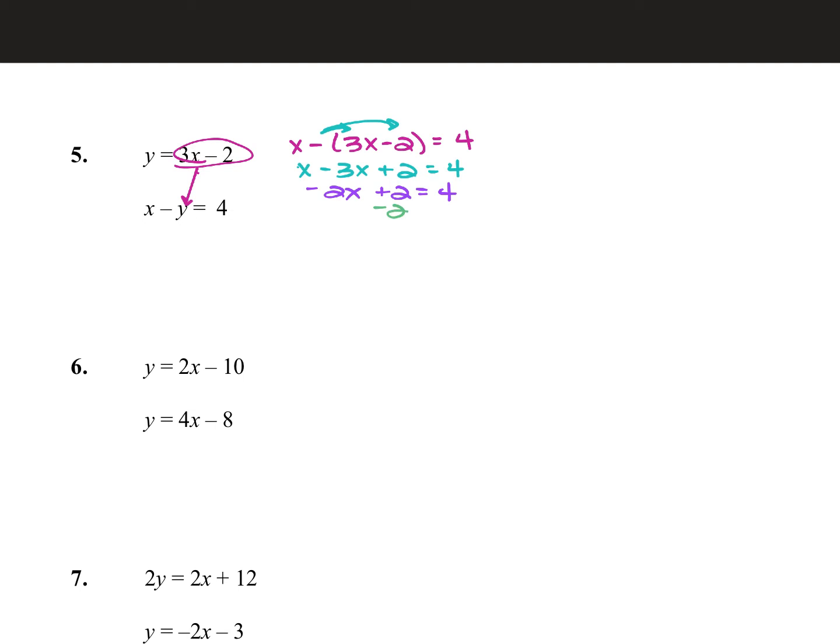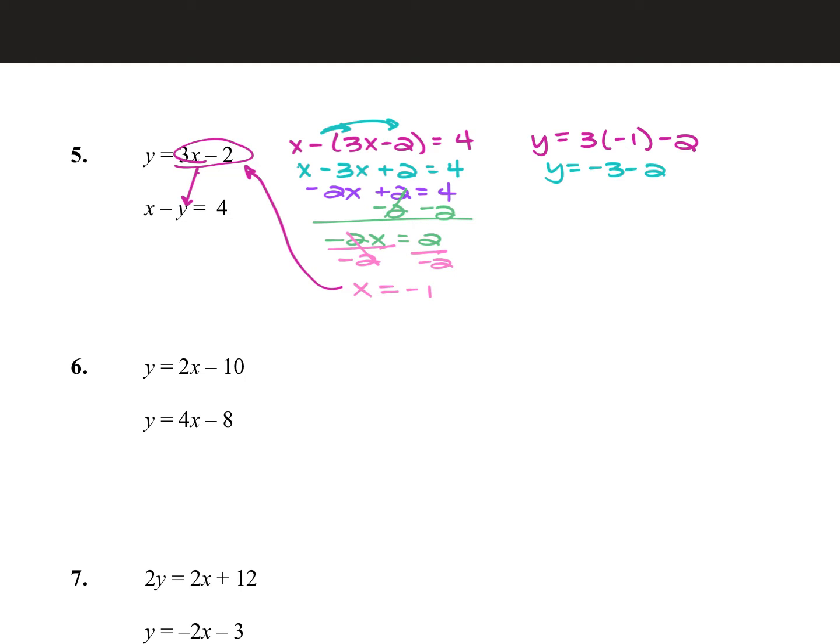We move your 2 over by subtracting it from both sides. That's negative 2x is equal to 2. So divide each side by the negative 2. And you get that x is negative 1. Now it's up to you again which equation you use to plug this negative 1 into. My top equation is already solved for y, so I'm going to use that one. So that gives us y is equal to 3 times negative 1 minus 2. Your 3 times negative 1 is negative 3 minus 2 gives you a y of negative 5. So the ordered pair that's your solution for this one is negative 1, negative 5.